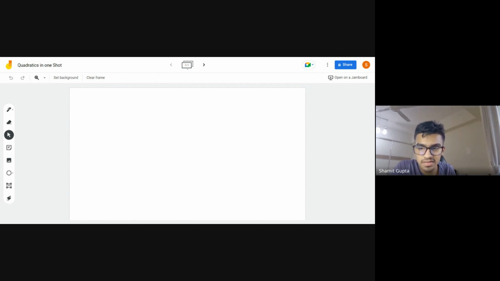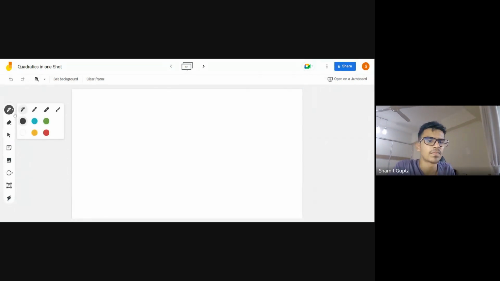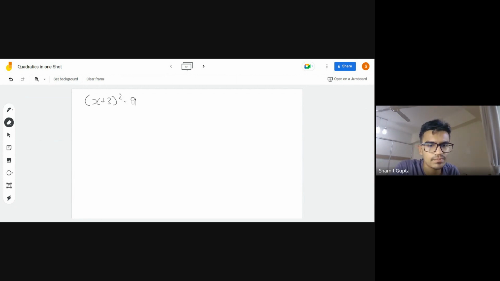Let's start with the first thing, which is completing the square. Suppose I have something like this. I want you to expand this. Or let's take -7 actually. Let's take -7. I want you to expand this.